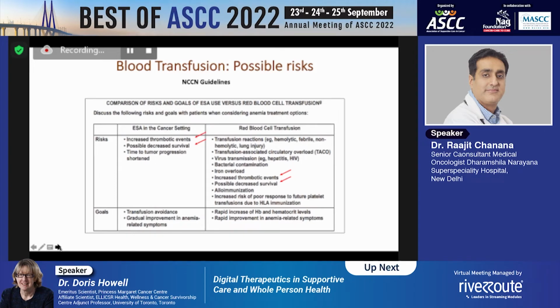The possible risks of red blood cell transfusion include transfusion reactions like hemolysis, fever, non-hemolytic reactions, lung injury, transfusion-associated circulatory overload, the risk of infections, and iron overload, increased risk of thrombotic events, and possible decreased survival. And there is also a risk of increased alloimmunization.